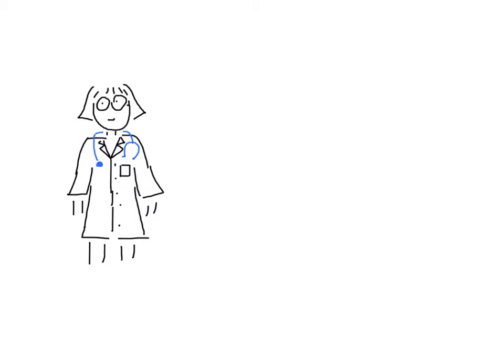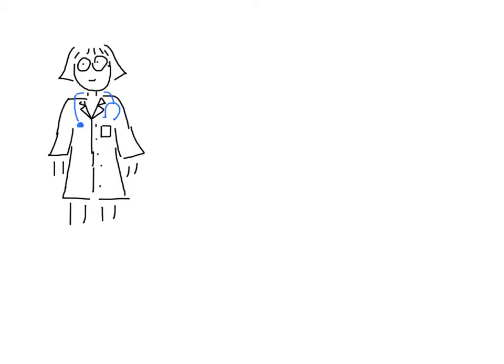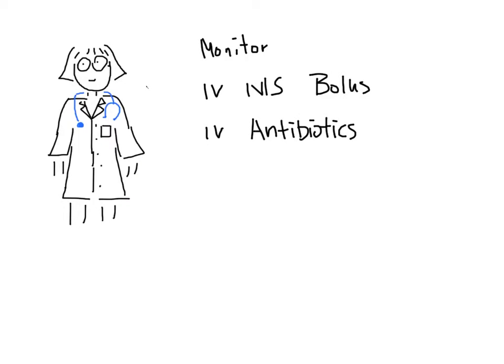You discuss this case with your staff, and you're most worried about her having meningitis. You put the patient on a monitor bed and give her an intravenous fluid bolus. You also start her on IV antibiotics. You also give her some pain medication for her headache. Her blood pressure comes up and her heart rate comes down with the fluid bolus.